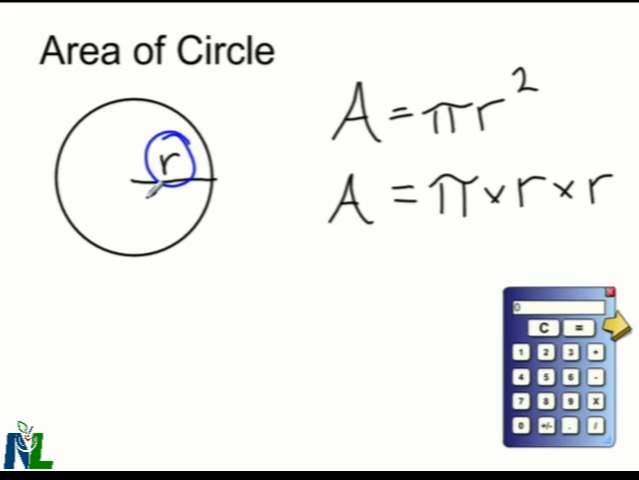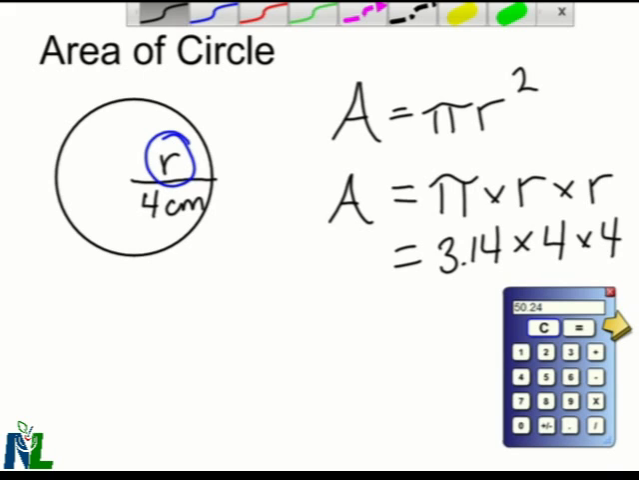So if this circle here has a radius of 4 centimeters, to find the area, we're going to do pi, 3.14, multiplied by 4 and multiplied by 4 again. So we'll use our calculator and we'll do 3.14 times 4 and times 4 again. And that's going to give us 50.24.